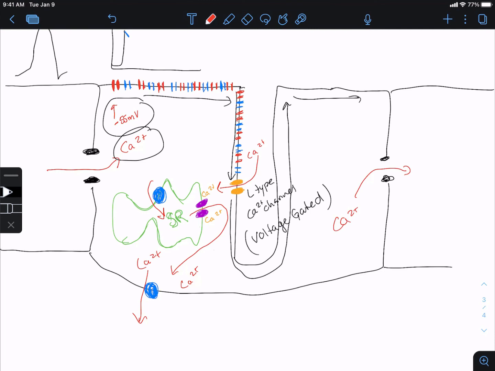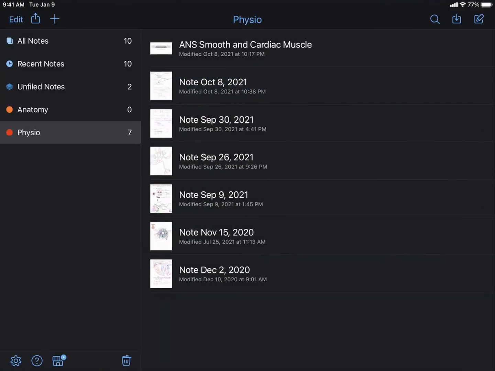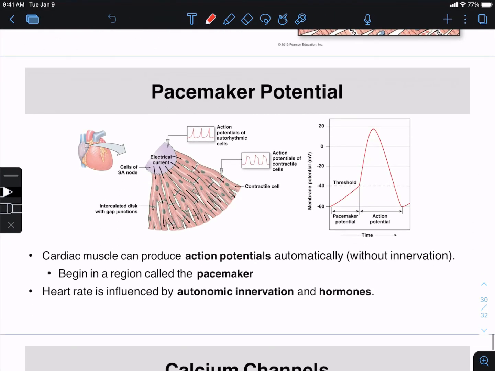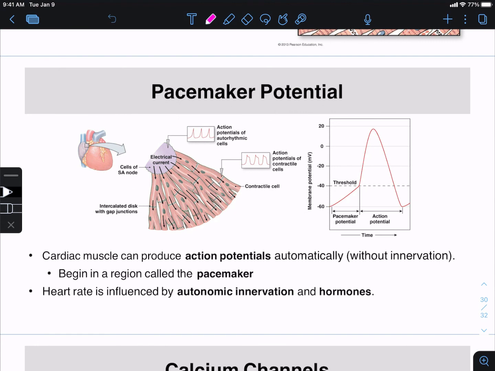So let's flip back over here then and take a look at my notes to walk you through that process. So here's the pacemaker potential. Here's the pacemaker cell. And this portion right here, this leaky portion where the leak channels change the membrane potential, we call that the pacemaker potential. We can't call it resting because it's unstable.